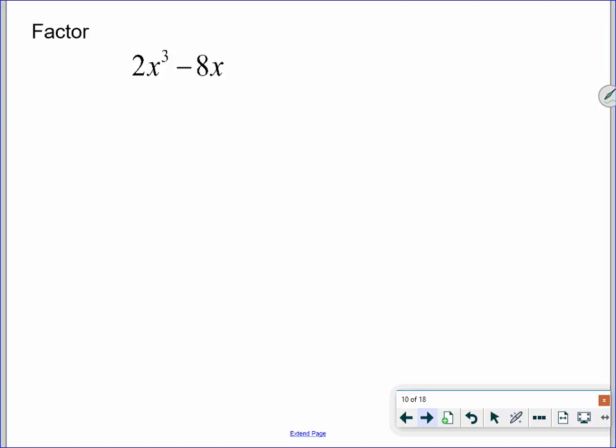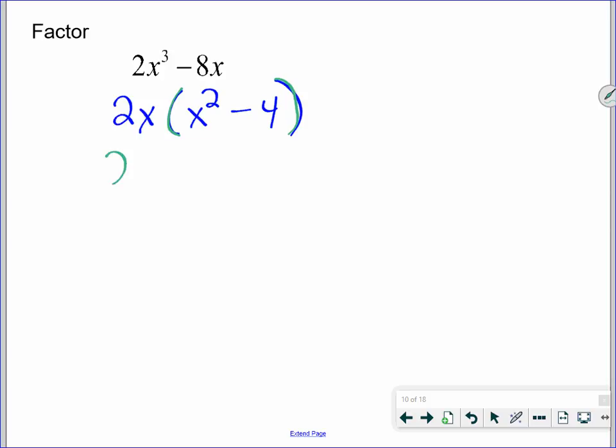All right, number 9. First step, as we said before, look for a greatest common factor. Greatest common factor here is 2x, and that leaves me x squared minus 4. Now what I have in parentheses here still has a second power, so I want to see if I can factor that further. And sure enough, it is a difference of squares, so this will factor out that way.